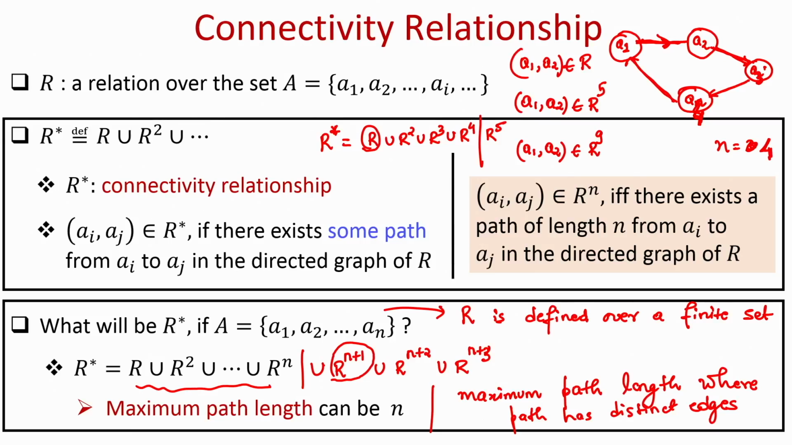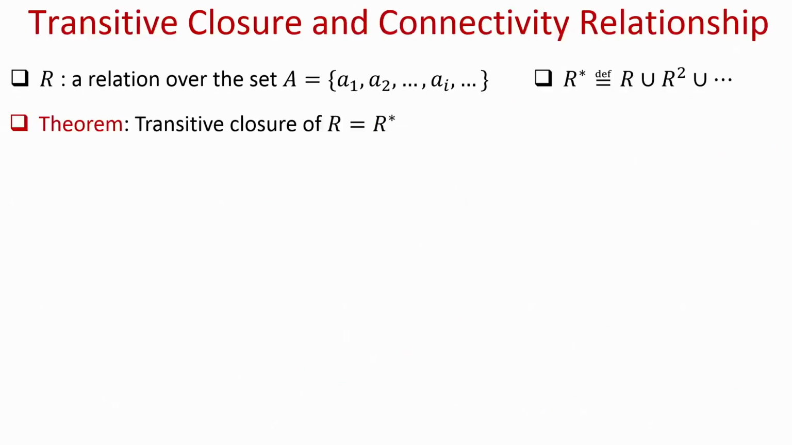So, that is why when my relation R is defined over a finite set consisting of n elements, then to construct the connectivity relationship, I just need to focus on the first n powers of relation R. There will not be any extra ordered pairs beyond these n different powers of relation R which are present in R star. Okay. So, we have not proved it in detail, but intuitively this is the statement.